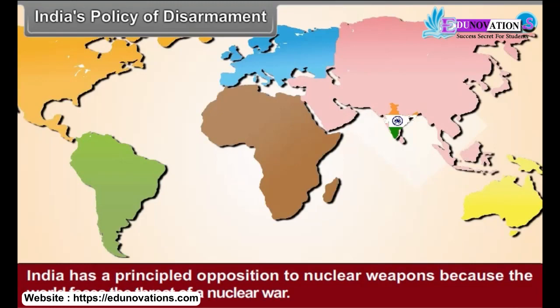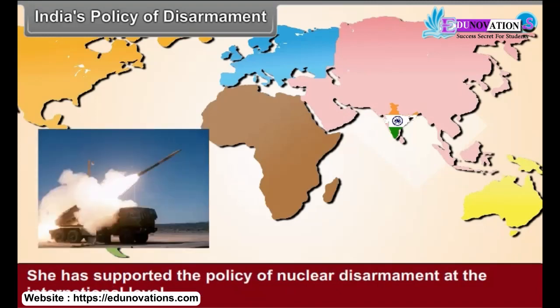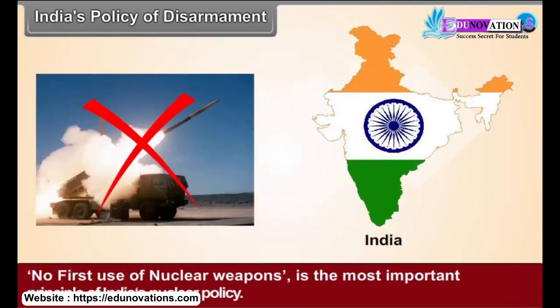India has a principled opposition to nuclear weapons because the world faces the threat of a nuclear war. She has supported the policy of nuclear disarmament at the international level. No first use of nuclear weapons is the most important principle of India's nuclear policy.